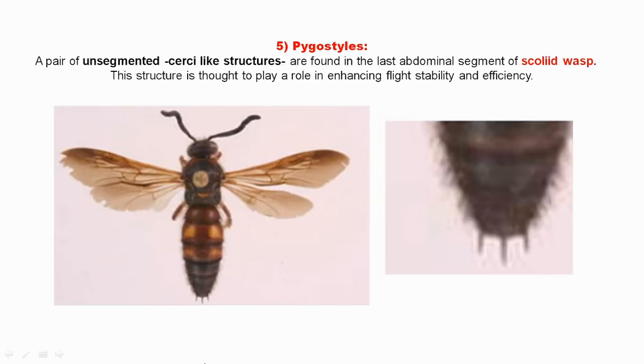Next, pygostyle. See, a pair of pygostyles, or a pair of unsegmented cerci-like structures, are found in the last abdominal segment of the scoliid wasp. This structure is thought to play a role in enhancing flight stability and efficiency of the wasp. We can also see pygostyles in hymenopteran wasps.